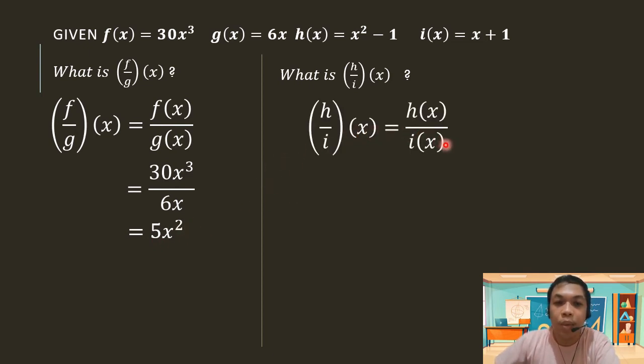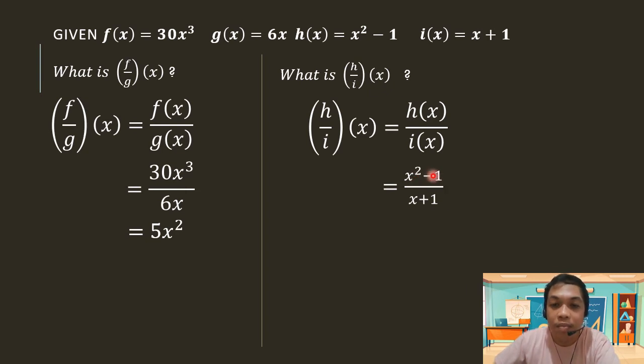Okay, second example, we have h over i of x, or simply h of x divided by i of x. H of x is x squared minus 1, and then i of x is x plus 1. So as you can see in our given, siya ay in a quadratic form. So kapag ganito, you examine first yung inyong given, baka siya ay may mga factors. So kung sakaling siya ay may mga factors, you factor out first before you proceed in performing the operation.